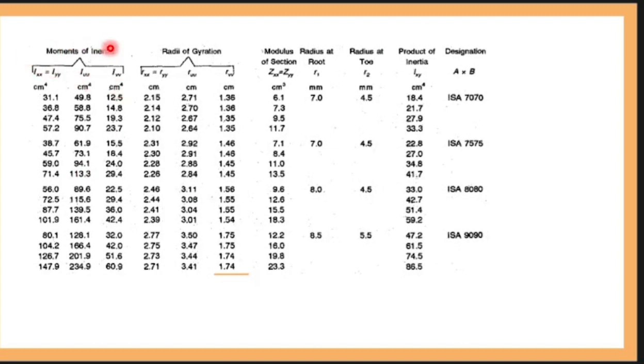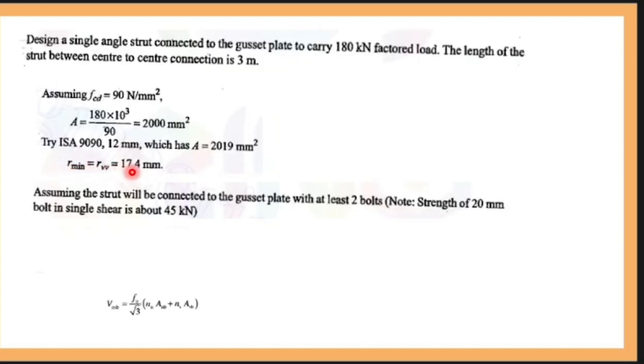In the steel table you have the radius of gyration. This is the moment of inertia, which is Ix and Iy, and the radius of gyration, you have rx and ry. What is the least? You have rx as 2.71 and ry as 1.74. 1.74 is the least. So you have to take the least radius of gyration, in terms of centimeter. If you want to convert it to millimeter, it is 17.4. Your radius of gyration is 1.74 in centimeter, and in terms of millimeter it is 17.4.